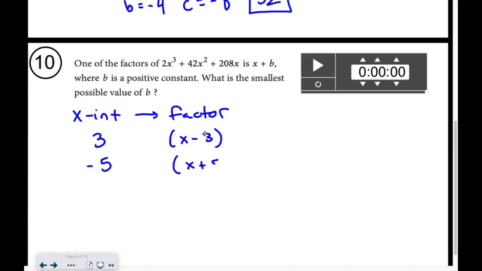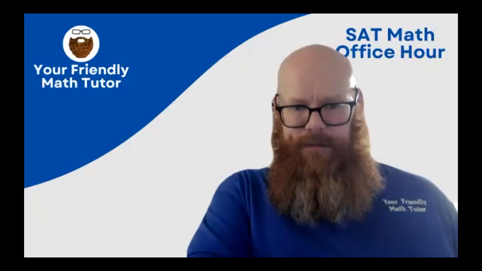Because if you set x minus 3 equal to 0, you'll get 3, and that's an x-intercept. If you set x plus 5 equal to 0, you'll get negative 5. That's an x-intercept. So these are not from this problem. I just want to make that clear. I just made these up. So I'm going to go to Desmos and show you how we can quickly figure out what the factors are without actually having to factor it. So let me do that.